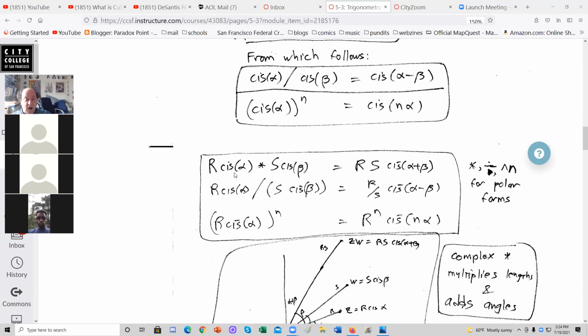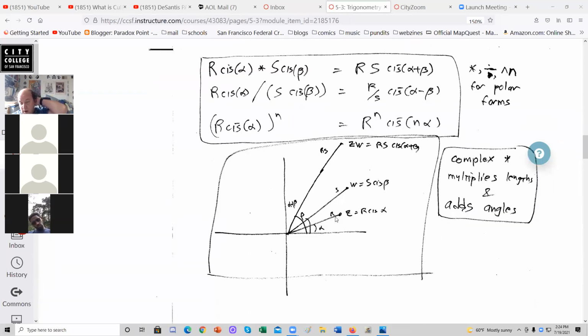Now, if we go back to the polar coordinate for complex numbers, it makes it very easy. We have r cis alpha times s cis beta. You multiply the radii, rs, times cis of alpha plus beta. So you multiply the lengths and add the angles. R cis alpha divided by s cis beta, well, we divide the lengths, r over s, cis of alpha minus beta, you subtract the angles. If you take an nth power of r cis alpha, then you take a power of the radius, r to the n, and you multiply the angle, cis n alpha.